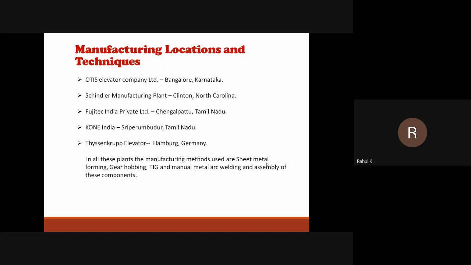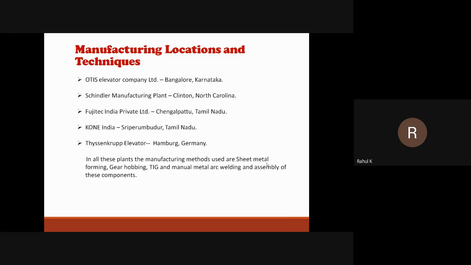Moving on, manufacturing locations in India. The major manufacturing locations are Bangalore, Shengalpet, that's basically Mahindra World City, Sriperumbudur, which is also an industrial estate now, and Oragadam. Because India is still developing, not all companies are present in India. So we still import a few products from other countries, like Schindler's, which is manufactured in North Carolina, and ThyssenKrupp's elevators from Hamburg, Germany. We import products from all over the world, so that's basically the pricing.